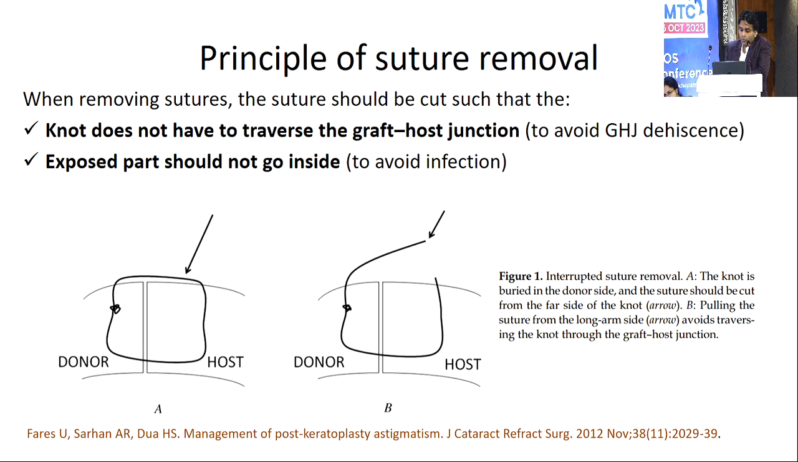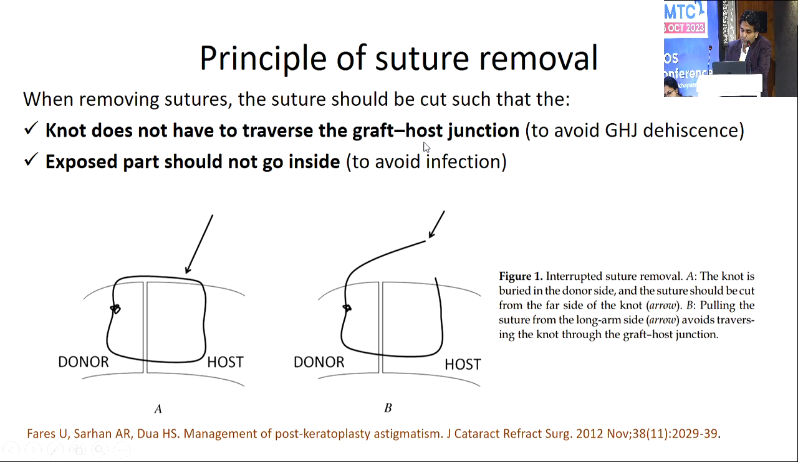Now, how will you remove the suture in a keratoplasty graft? There are two principles. First principle is that the knot should not traverse the graft-host junction. Why? If it traverses, it can lead to graft-host junction dehiscence. Second principle, the exposed part should not go inside. The part of the suture which is outside the epithelium should not go inside.